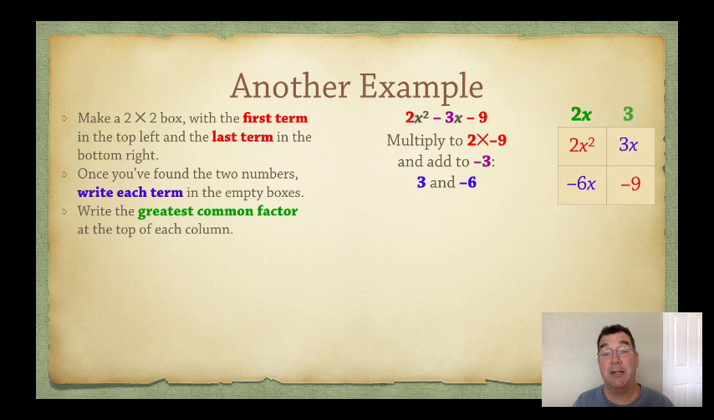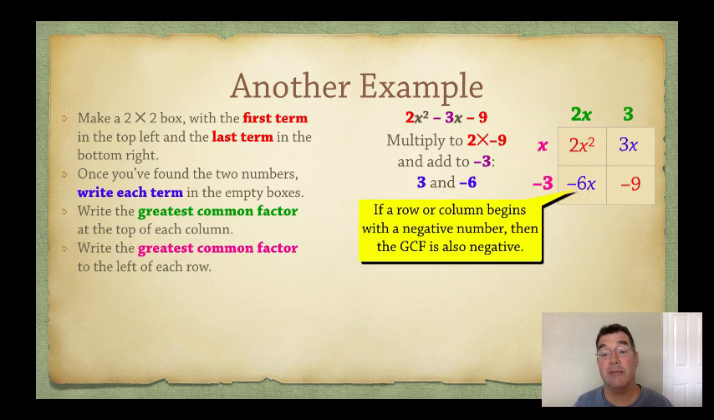So I go ahead and find the greatest common factor of each column. For the first column, it's going to be 2x, and for the second column, the greatest common factor is going to be 3. And I do the same thing for the rows. X for the first row, negative 3 for the second row.